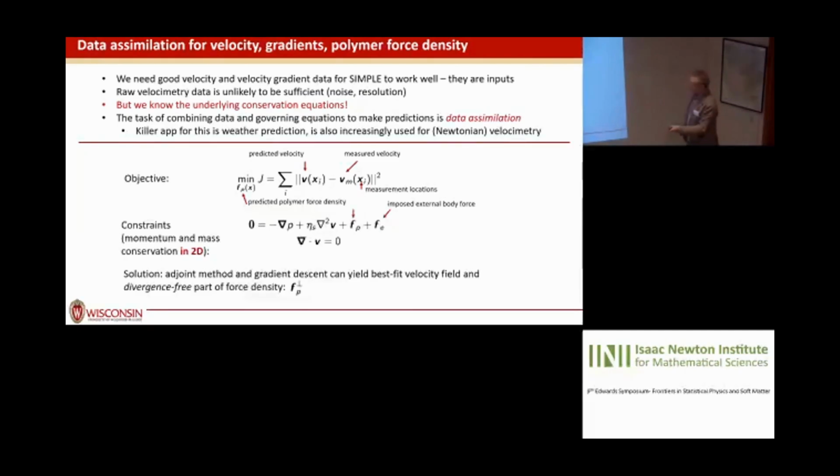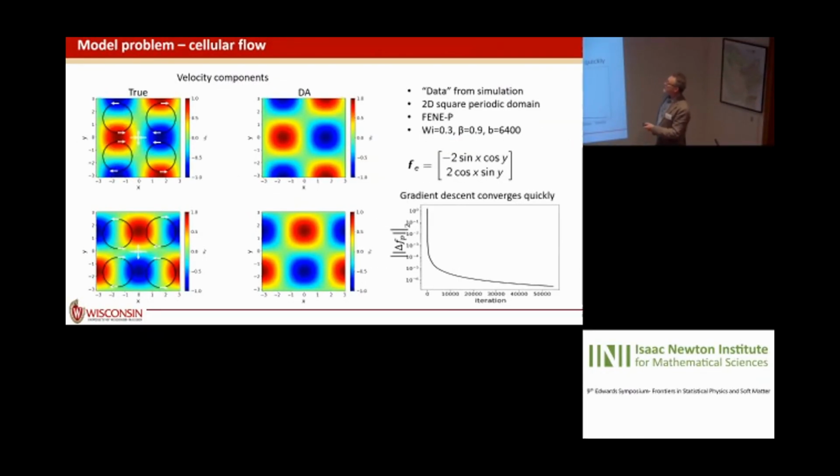Turns out you can only find from velocimetry the divergence-free part of the force density. If you don't have any pressure data, it's just like in Newtonian fluid mechanics. You can't learn the pressure from the velocity, right? It's even worse in complex fluids because it's the stress tensor rather than just a scalar pressure. But you can, at the very least, and we've done this just for a model problem, which is a cellular flow, a sinusoidally forced flow, that has stagnation points at each of these corners. So this approach, it's called data assimilation. This approach, we can find the velocity field.